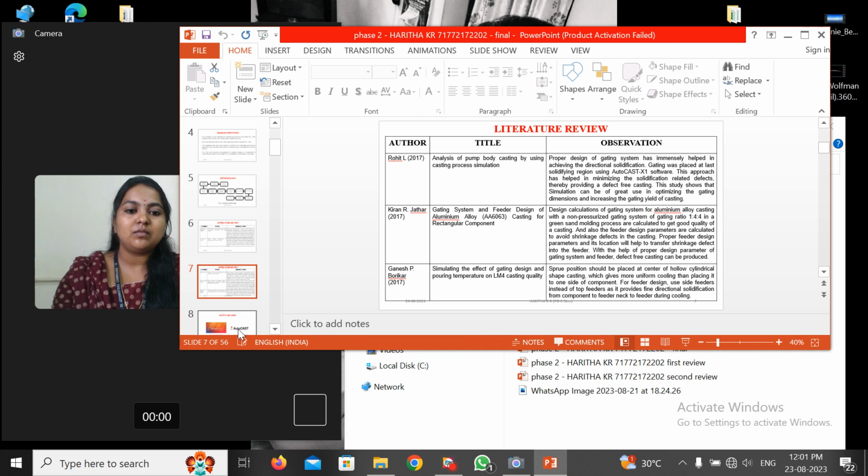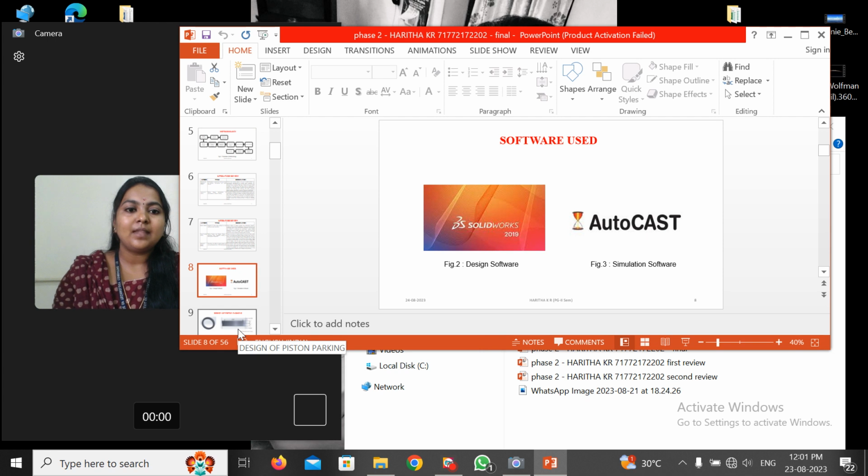Then Ganesh B. Borikar speaks with the same respect to an aluminium alloy of LM4 casting quality. Here fine directional solidification has to take place, and instead of the top feeder, side feeders are used. Also, with respect to the design of the component, whether it is a solid rectangular, a hollow cylindrical or a ring-shaped component, how the gating design should be minimized with respect to methoding has to be analyzed.